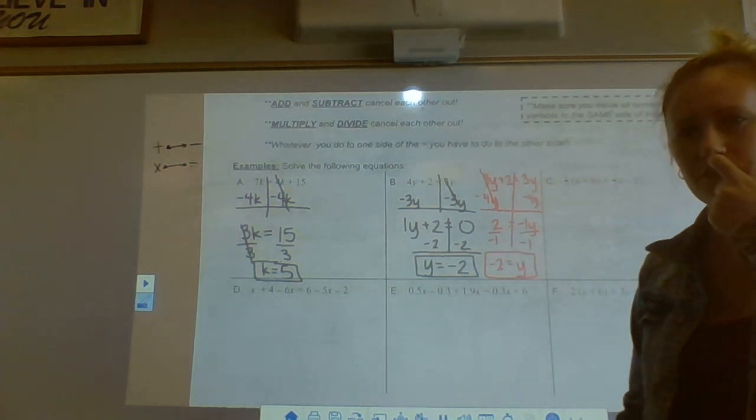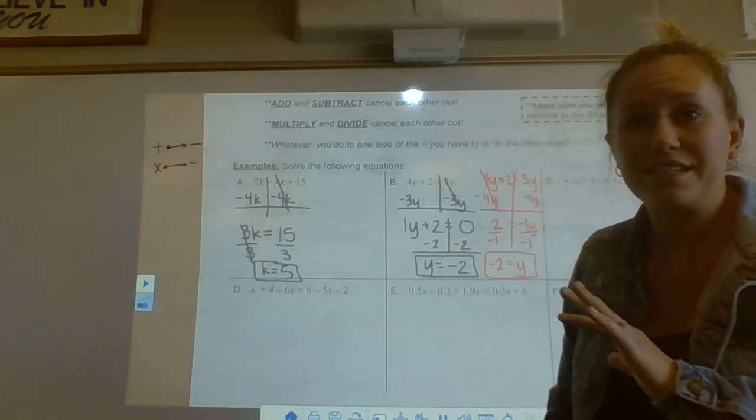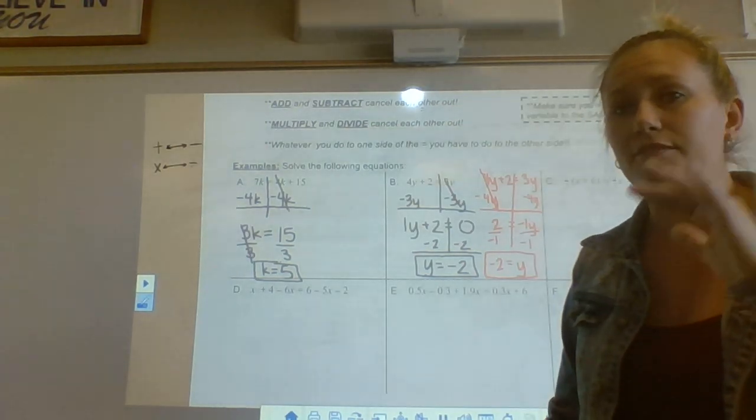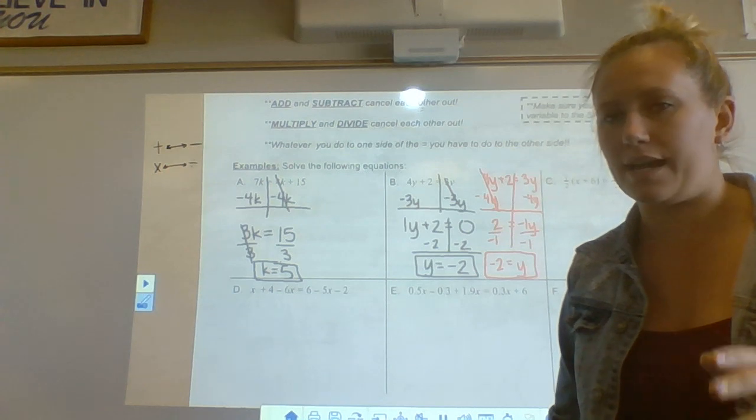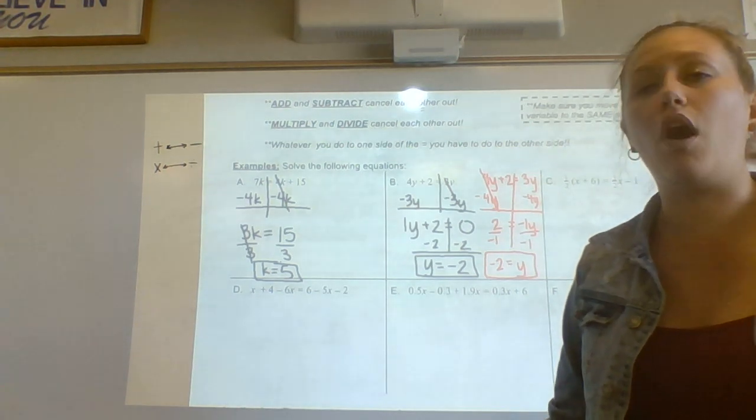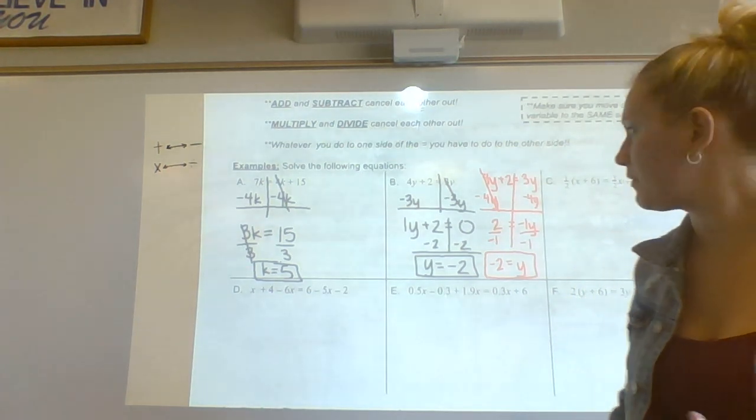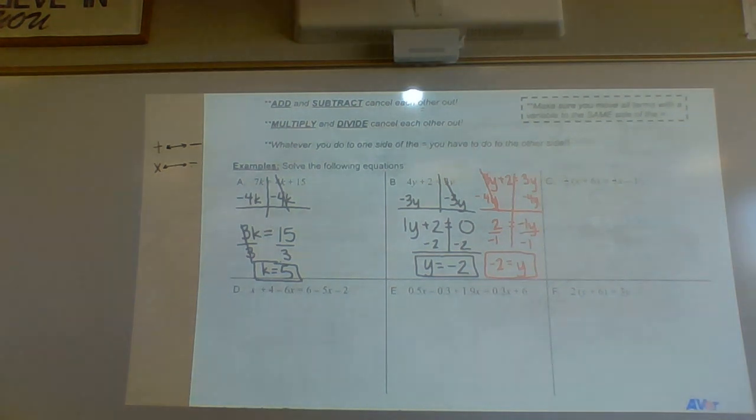So those are the two different ways that you can do it. It also shows you that you guys can't go wrong. As long as you keep stuff the same on both sides of the equal sign, you're going to get the right answer. And you can always check to make sure. All right. I'm just going to do C and let you guys try the rest on your own.